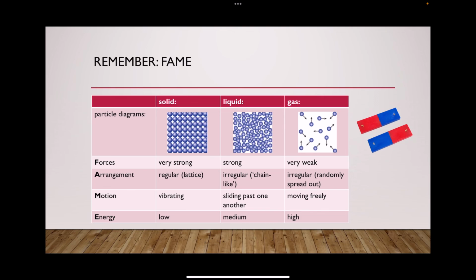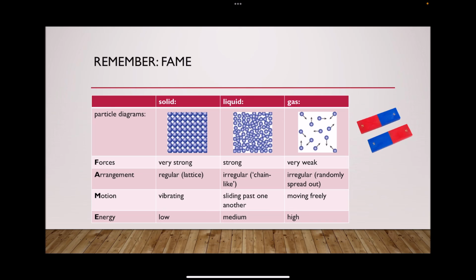Let's now talk about arrangement. Within a solid, particles are arranged regularly, and we call this arrangement a lattice. A lattice is like particles being arranged on horizontal and vertical lines, sort of. Of course, there are no lines within the solid, but we could imagine lines being there and the particles being located on these horizontal and vertical lines.